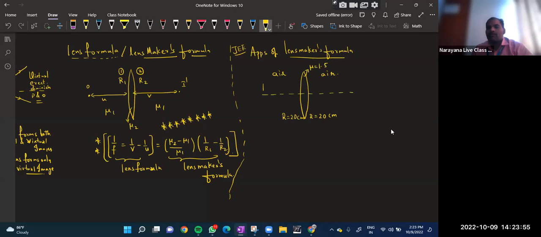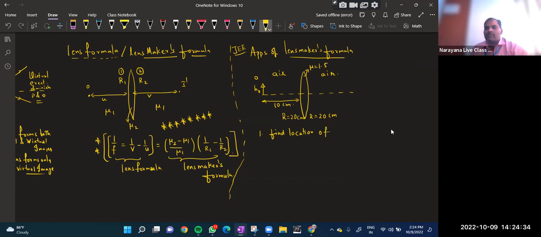And one object is placed like this. Let's say the height of the object is HO, and the object is placed at a distance of 10 centimeter. My first question: find the location of the image. Every image distance is measured from where? The pole. So I don't need to mention that separately, students. Find the location of image means the distance between the pole and the image. Are you getting my point, students?